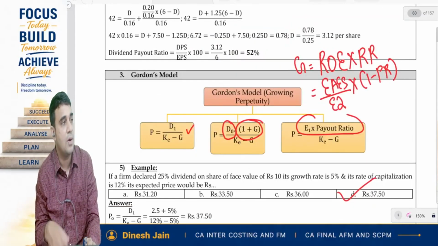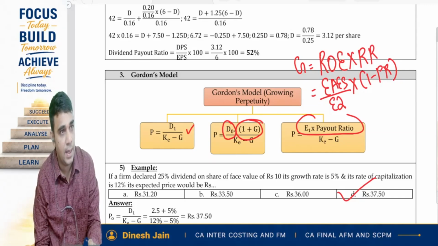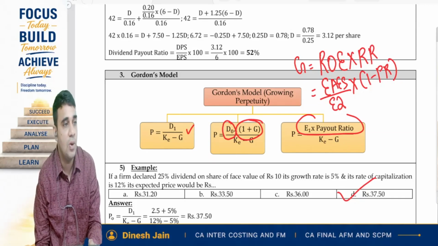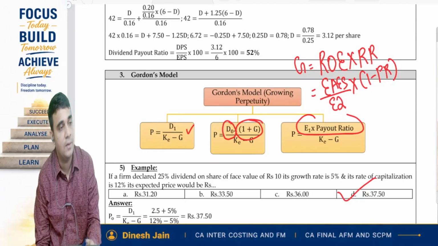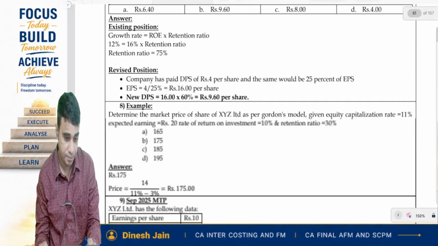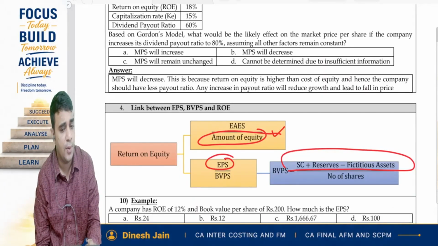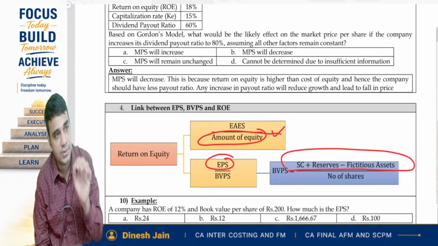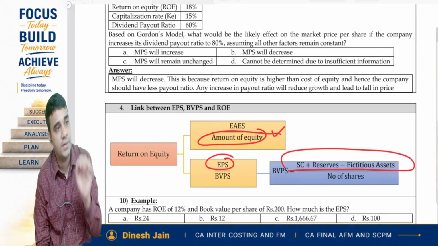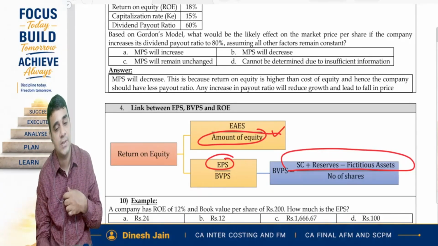Then we went ahead and saw Gordon's model, where price is equal to D1 divided by KE minus G, or D0 into (1 plus G) divided by KE minus G, or E1 into payout ratio divided by KE minus G. There's also a link between your EPS, BVPS and ROE. ROE is equal to EAS by amount of equity. EAS by number of equity shares is called EPS. Amount of equity, which is share capital plus reserves minus fictitious assets, divided by number of shares is called book value per share.